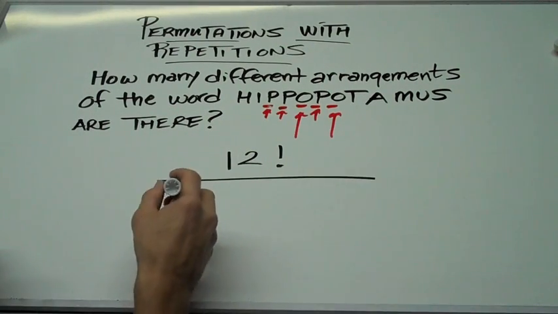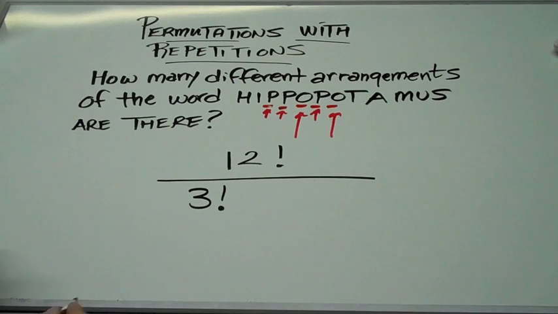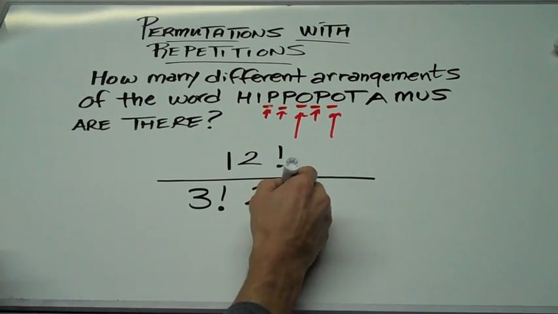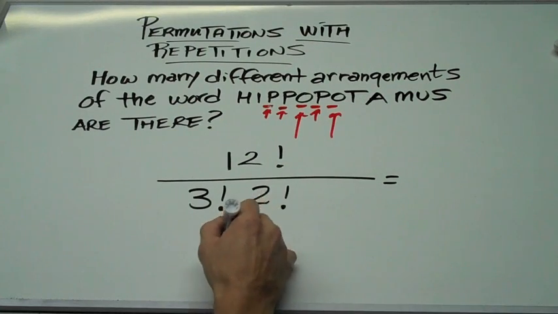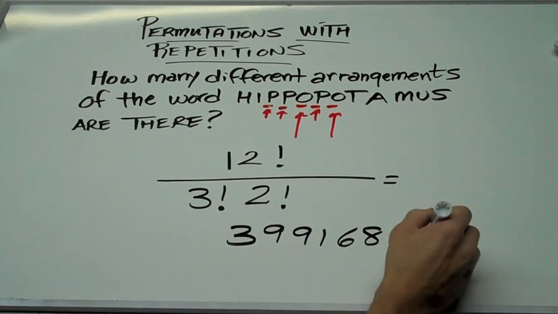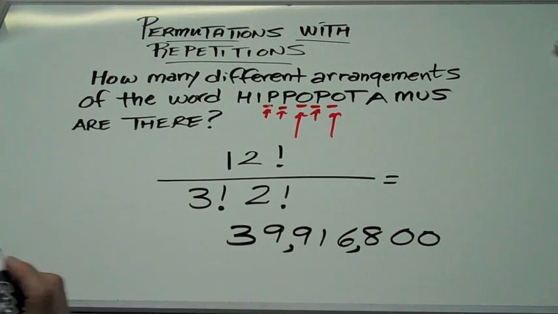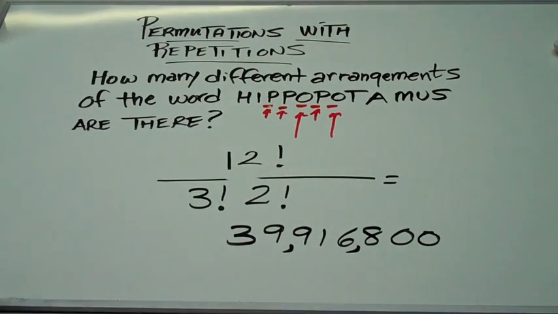We divide by, well, we've got 3 P's, so divide by 3 factorial. And we've got 2 O's, so we divide by 2 factorial. And that will give us a total number of arrangements of 3,991,680. So this is almost 4 million different ways, which is smaller than if we did just 12 factorial, which would be if we had no repeats in the letters.